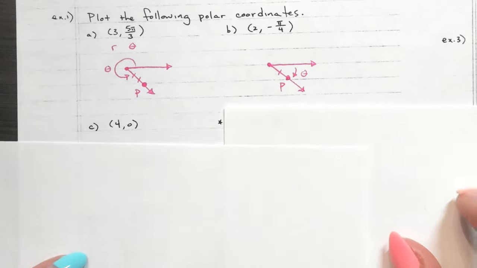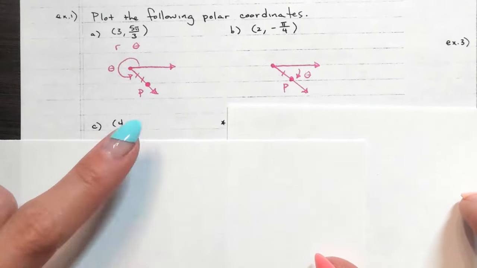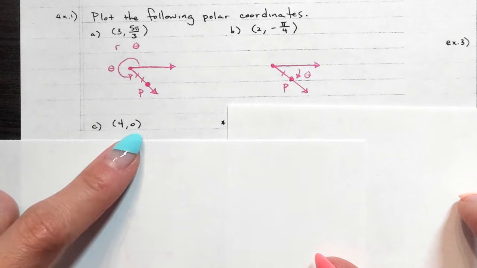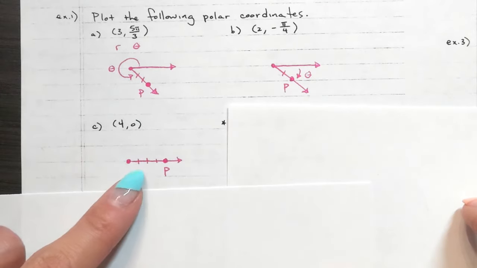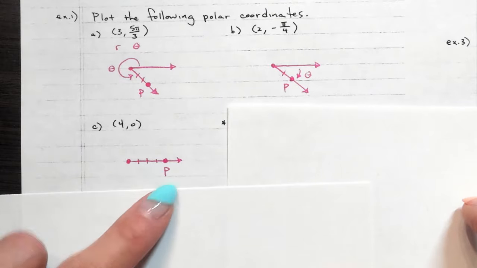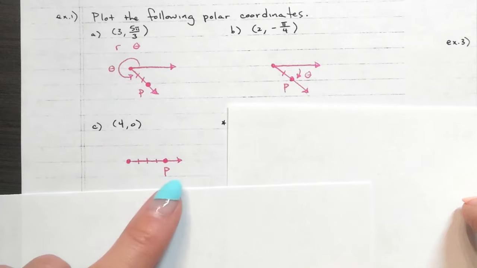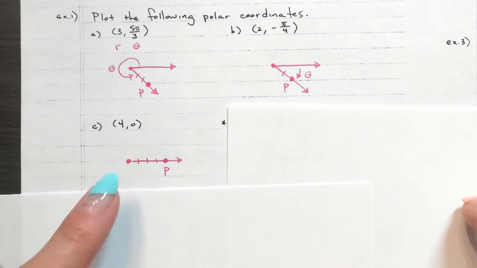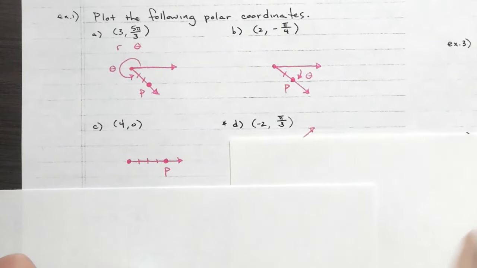Okay, another one. How about 4 comma 0? What would be 0 degrees? 0 degrees is right on that polar axis. So on the polar axis, I'm just going to count out 1, 2, 3, 4. You need that P for point. So this is your origin, and this is your point. Really, it's not called an origin, it's called a pole, okay? All right, something like this.